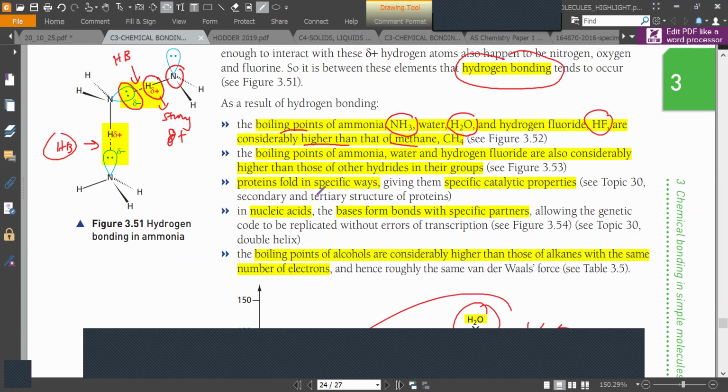And this hydrogen bond also happens in protein folding. You will learn in biology that in protein synthesis, one of the steps is the formation of hydrogen bonding. So this hydrogen bonding is very important for biological systems. It appears a lot in living things, like DNA and nucleic acids, where we also have hydrogen bonding.